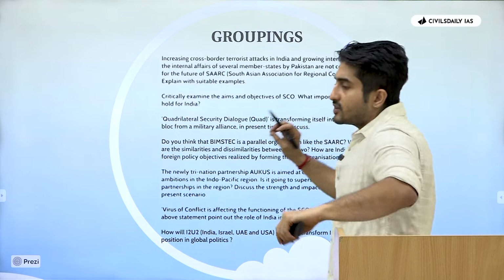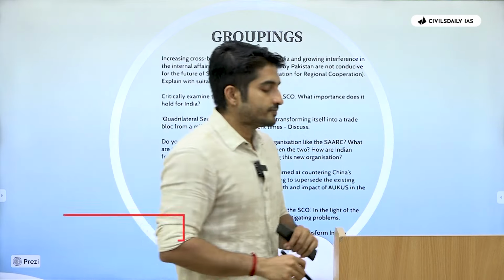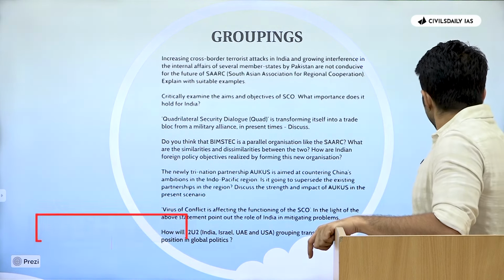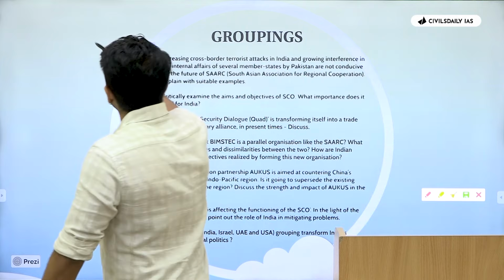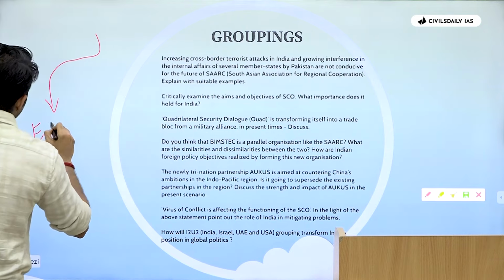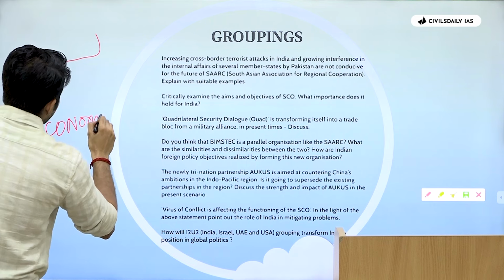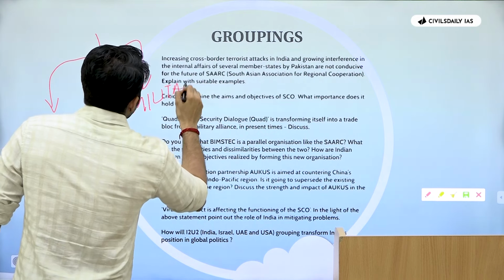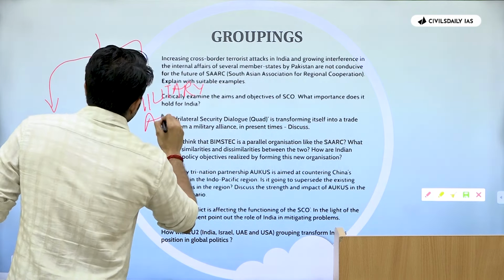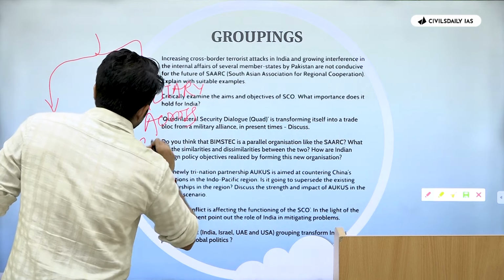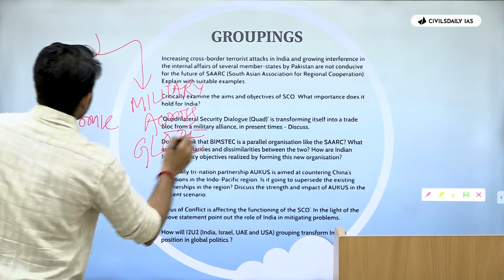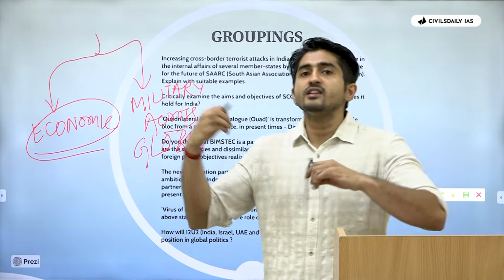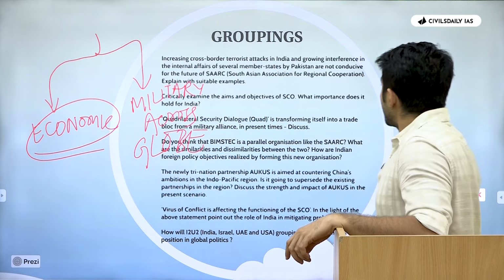The next micro theme is with respect to groupings and blocks. Now, with respect to groupings and blocks, there are 2 aspects which you are going to follow. The most important ones are the economic blocks of which India is a part, or any military bloc which has been in news across the globe. Now, economic group of which India is a part, and globally if there is any military bloc which has been in news.